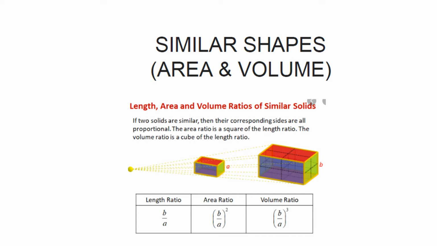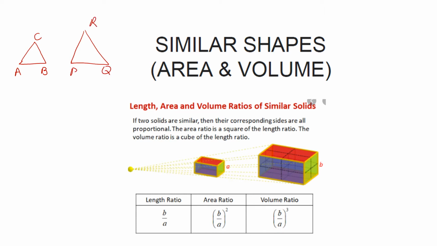So today we are going to study similar shapes and how to find the area or volume if the sides of the two shapes are given to us. First of all, we have already studied that, for example, if we are given two similar shapes or two triangles, saying that triangle ABC is similar to triangle PQR.